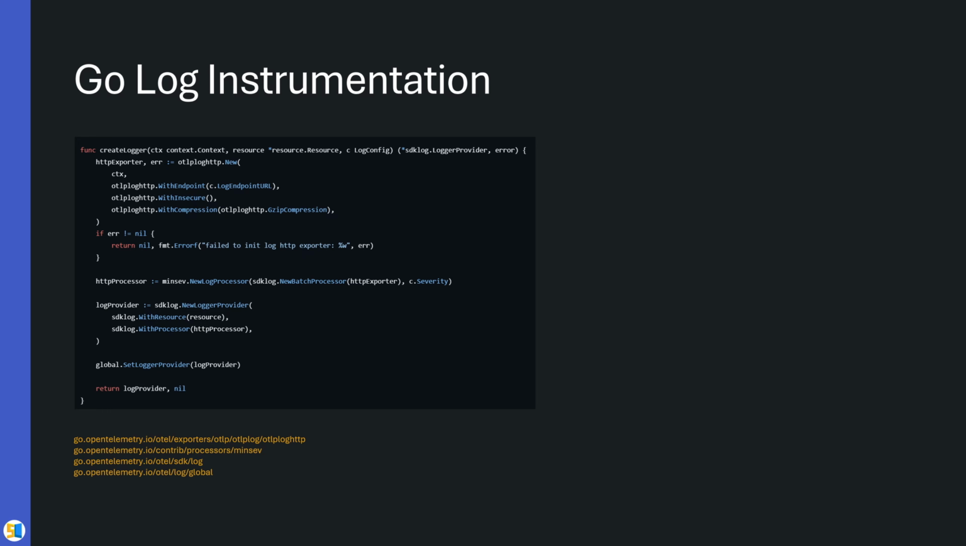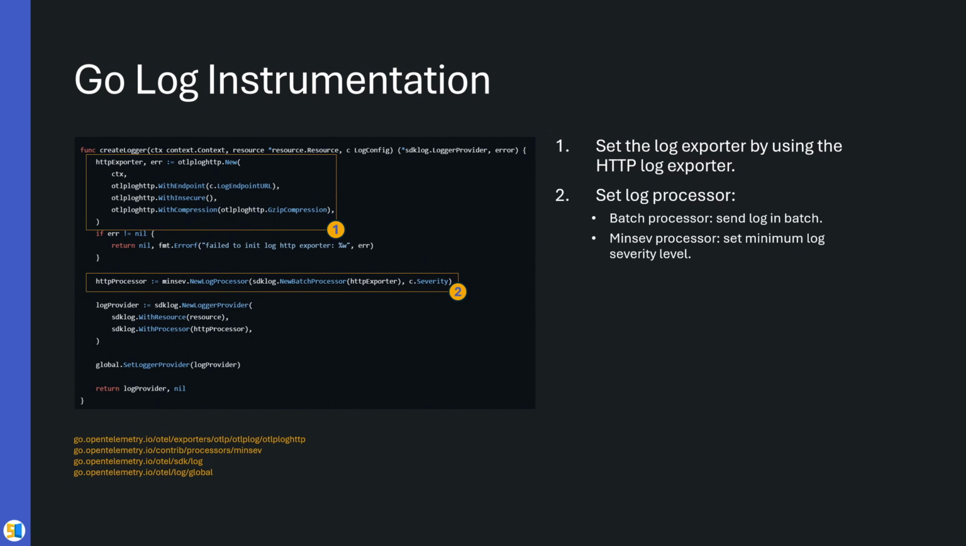To instrument logs in Go language, we can use the OTel HTTP exporter if you want. In this case, I use the HTTP exporter. Another option is using the gRPC exporter. What I want to highlight is that I use gzip compression. And the second point is I want to set a log processor.